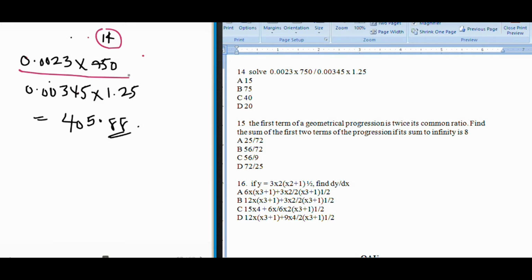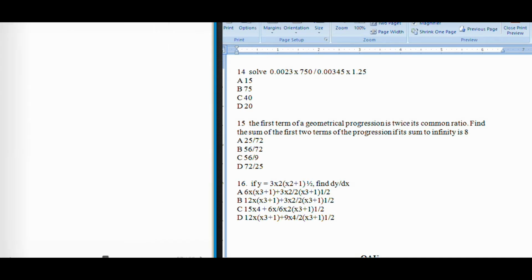Now the next question is: the first term of a geometric progression is twice its common ratio. Find the sum of the first two terms of the progression if its sum to infinity is equal to 8.